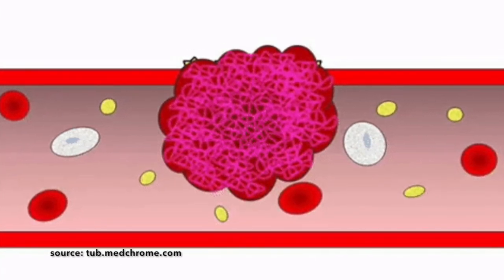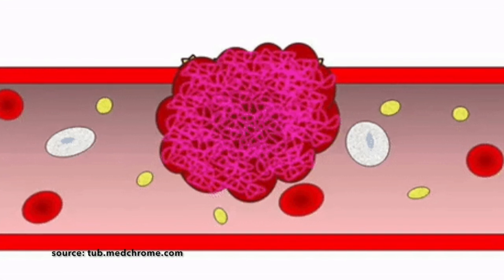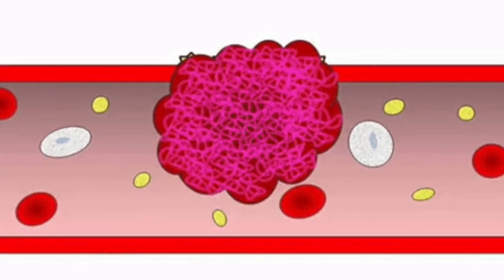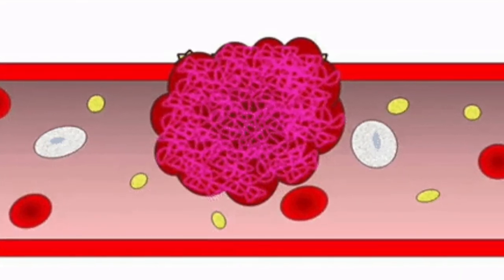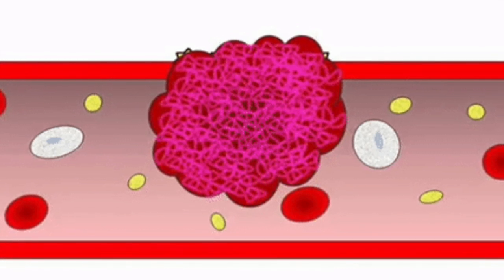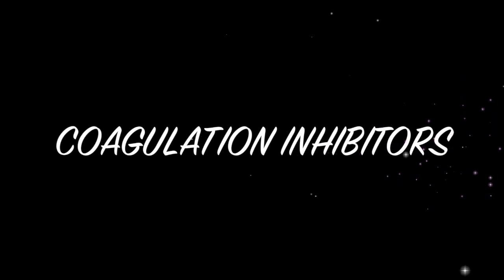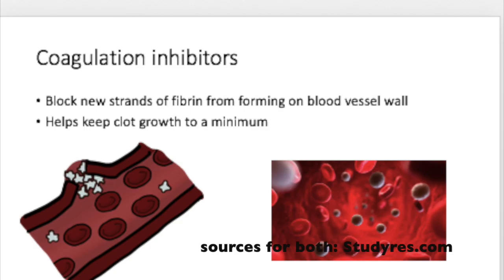However, too much coagulation activity permits the clot to grow much larger than it should. Luckily, we have 2 groups of the body's own naturally produced chemicals which help limit the size of a clot. The first group is known as coagulation inhibitors. When this group interferes with the reactions among clotting factors, fibrin is blocked and no new fibrin strands are available to hold additional cells to the clot, keeping clot growth to a minimum.